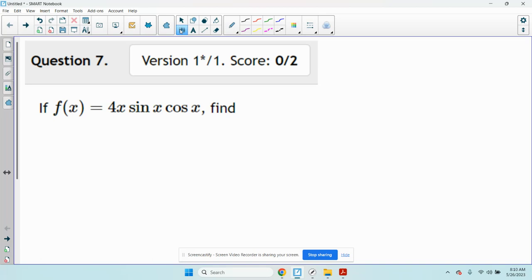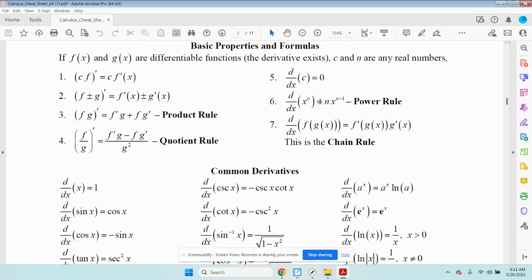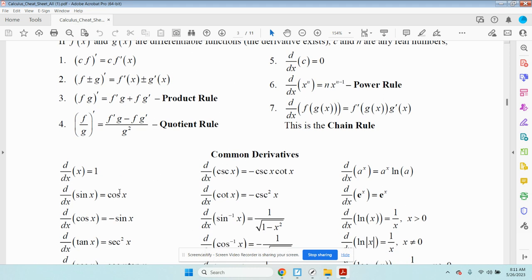Okay, so when you're doing these derivative problems, the first thing I would recommend doing is making sure you have the calculus cheat sheet from the first module printed out and focusing specifically on page 3 that has all the derivative rules and all of the common derivatives like the trig and the log derivatives and all that stuff.